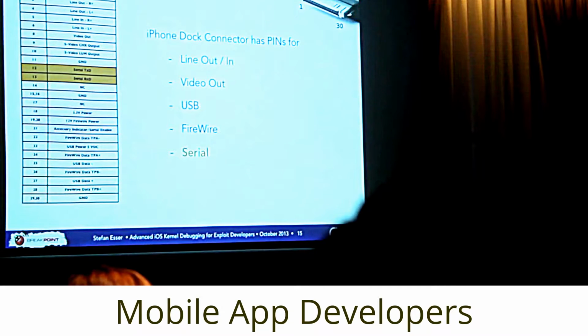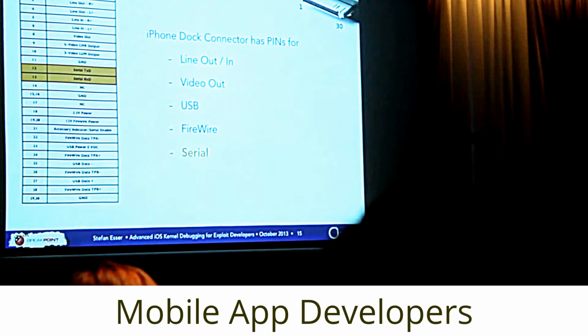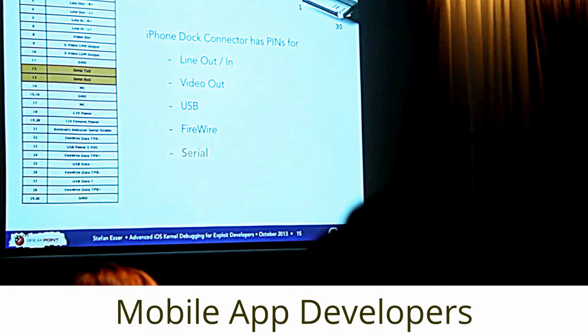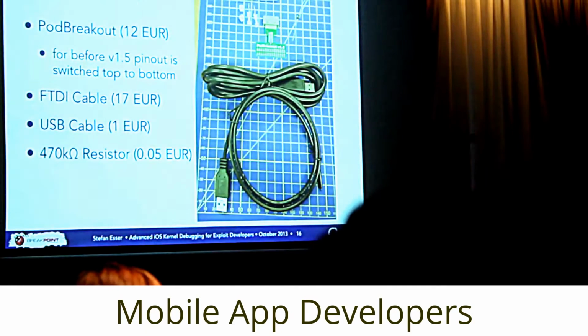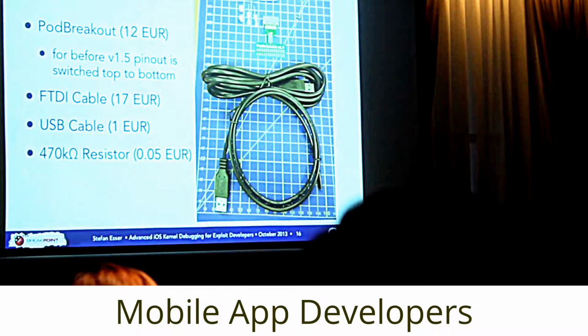Okay, so in the old way it was very simple. You had this dock connector with 30 pins, and 2 of these pins are basically serial. And then you could basically create your own cable.